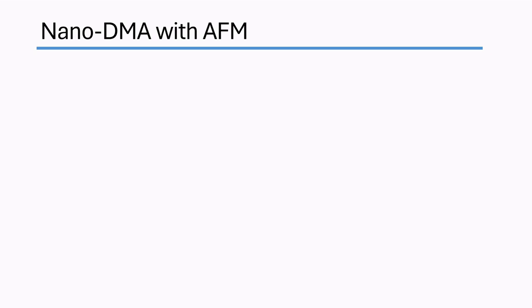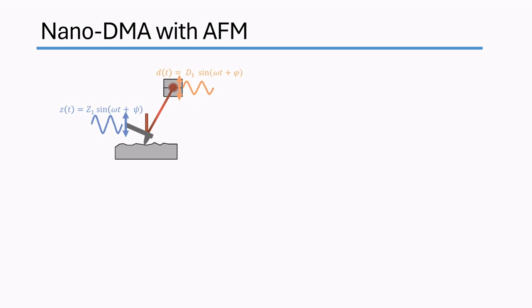So how do we conduct nanoDMA? We can do this with different devices, but I will be showing how we can do this with an atomic force microscope or AFM. So in an AFM, we have a cantilever with a tip attached to its end as shown in the figure over here.